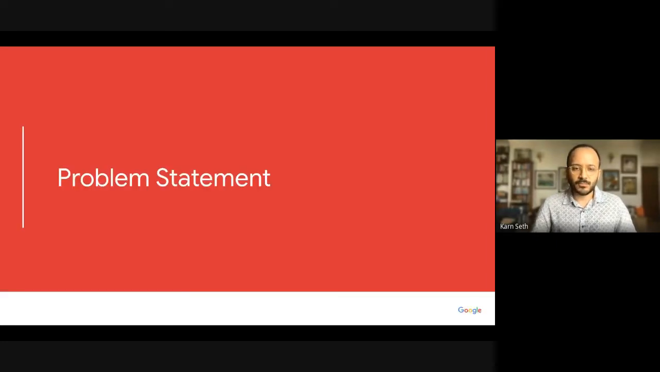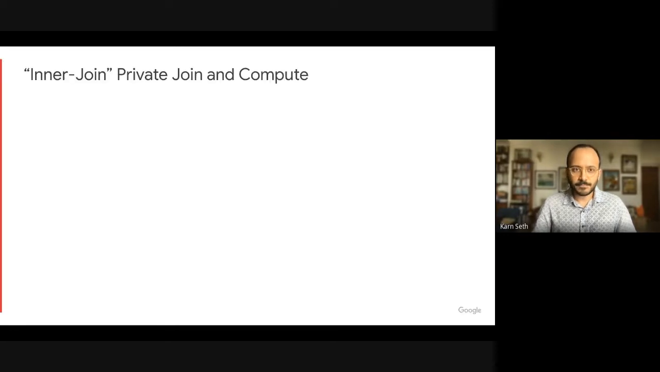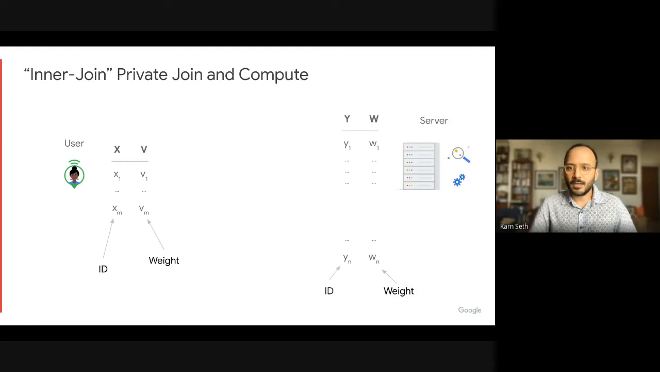First, let me discuss what's the problem we're trying to solve. The particular problem we're looking at is called inner join, private join, and compute. So in this problem, consider a user who has several IDs X1 through XM and several associated weights V1 through VM associated with each ID. And also a server who has a much larger database of a similar kind with many more IDs Y and associated weights W.